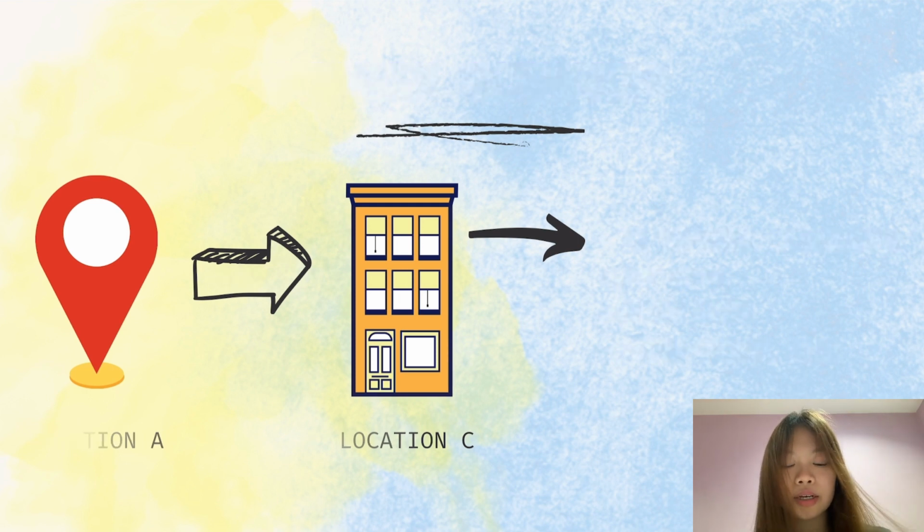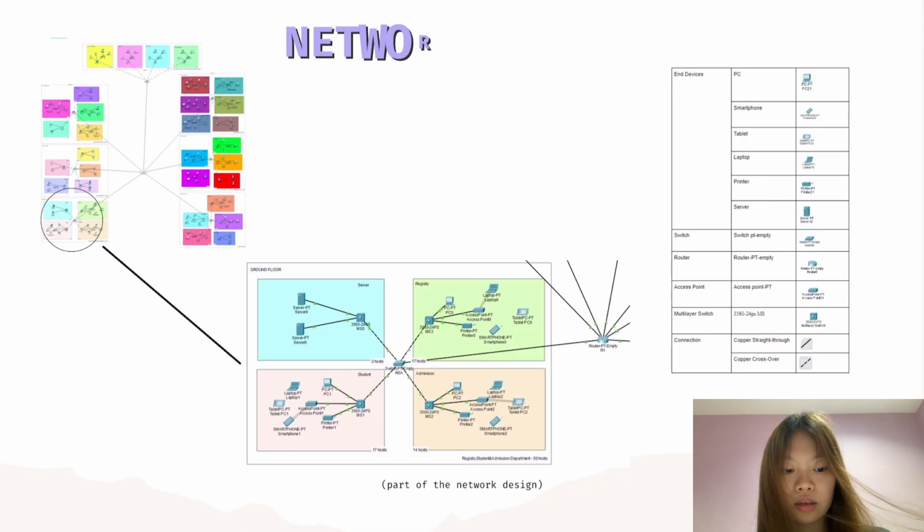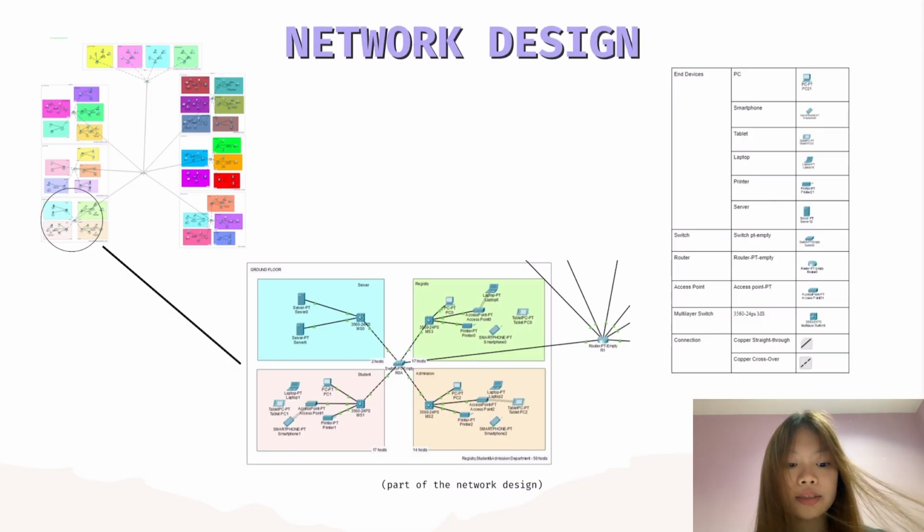So this is our network design. In our network design, we have end devices, switch, router, access point, multi-layer switch, and connections. For the end devices, we use PC, smartphone, tablet, laptop, printer, and server. For the switch, we are using an empty switch. For the router, we are using an empty router, access point, and multi-layer switch. For the connection, we are using copper straight-through and copper crossover.